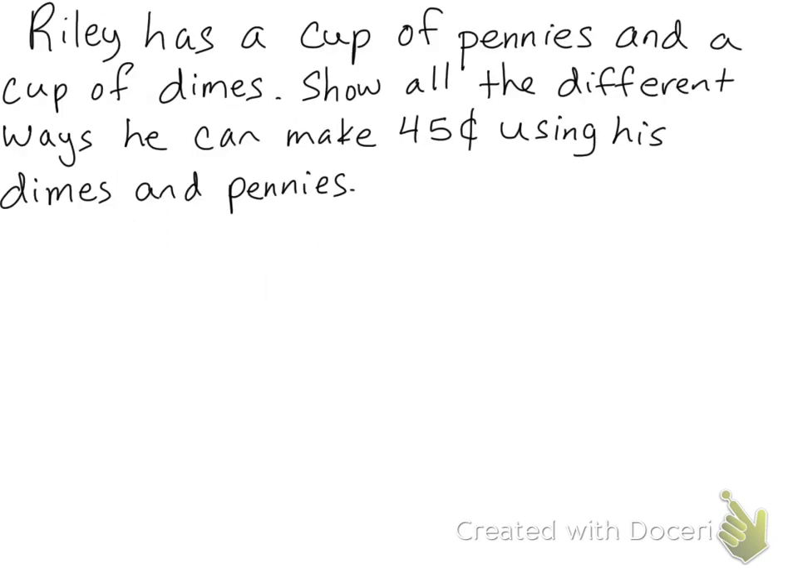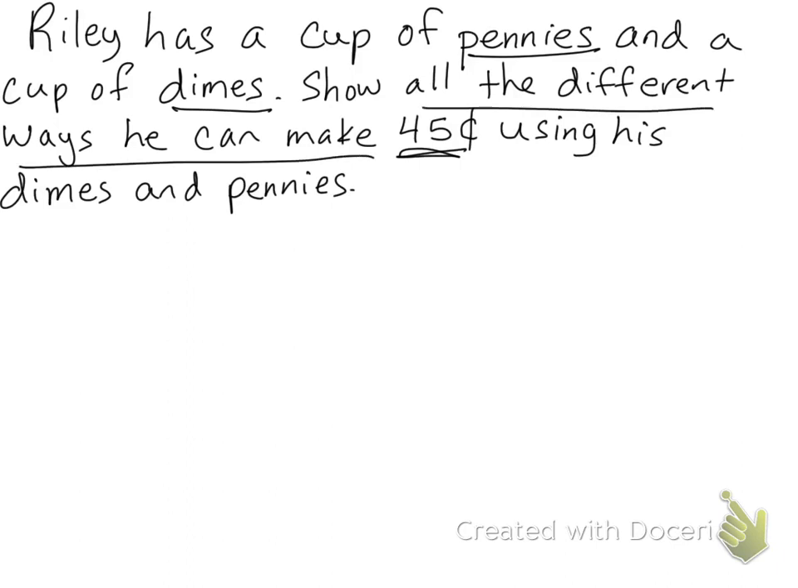Okay, so for the next part of this lesson, it's another problem-solving one. And for this problem-solving, we're going to be making an organized list. So this says, Riley has a cup of pennies and a cup of dimes. Show all the different ways he can make 45 cents using his dimes and pennies. Okay, so what we know is we have 45 cents, and we're going to use pennies and dimes. And it's asking us to show all the different ways he can make 45 cents.